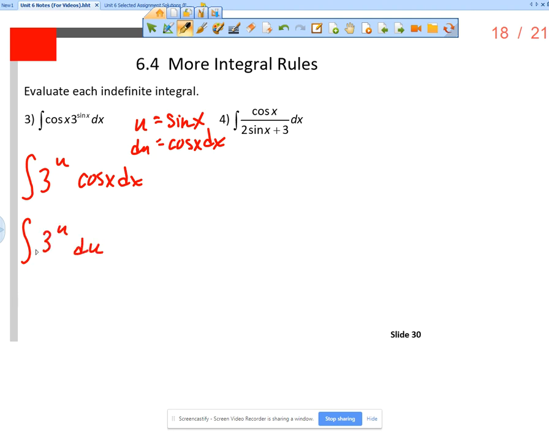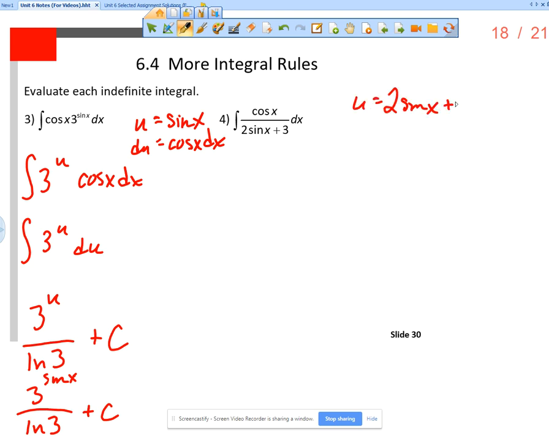So now, integral rule for, well, we had a to the u. Well, what's the integral of a to the u? It's a to the u divided by the natural log of a, so 3 to the u divided by the natural log of 3, and then, of course, plus c. So we replace u with sine x. So 3 to the sine x over the natural log of 3 plus c. All right, now what's left? The last one looks actually very similar to number 2. So let's take a look at u equaling the denominator, 2 sine x plus 3.